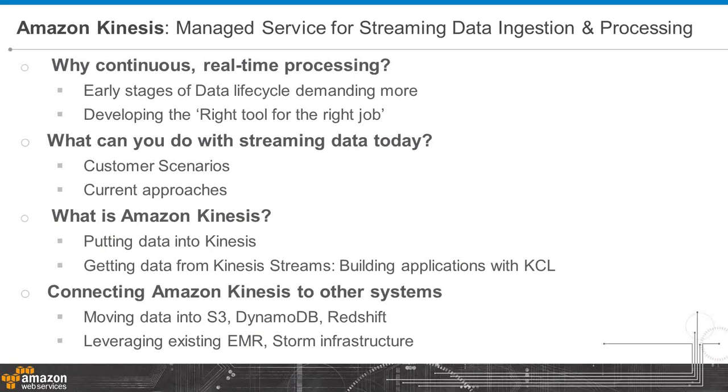We will then talk in detail about Amazon Kinesis, what the service is, its capabilities, what does it mean to put data into a service like Kinesis, what does it mean to get data from Kinesis streams and build applications that can perform continuous processing on the streaming data. And finally, we will talk about how customers are using Kinesis today and bring continuous real-time processing into their businesses. And we will wrap up in talking about how Kinesis can operate with a variety of other systems, including other data stores and other processing engines such as Storm and even Elastic MapReduce.